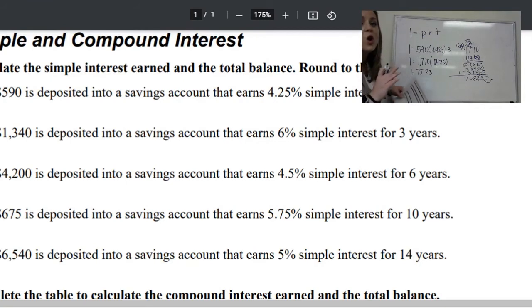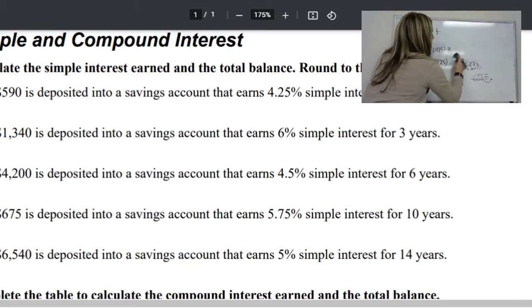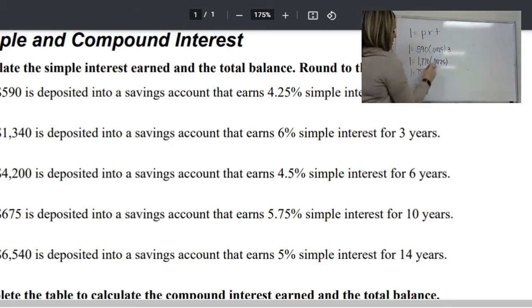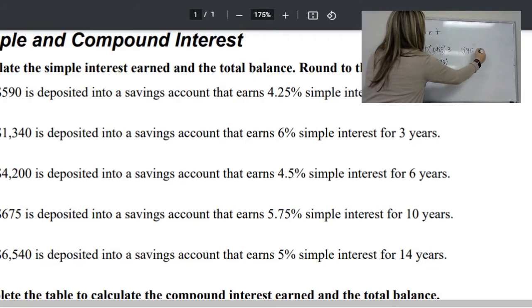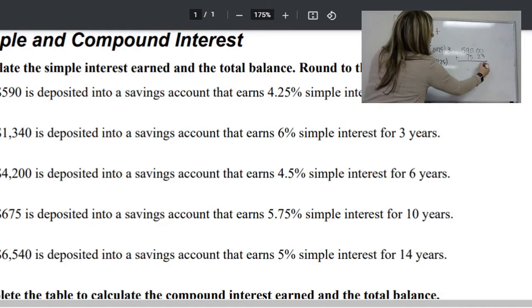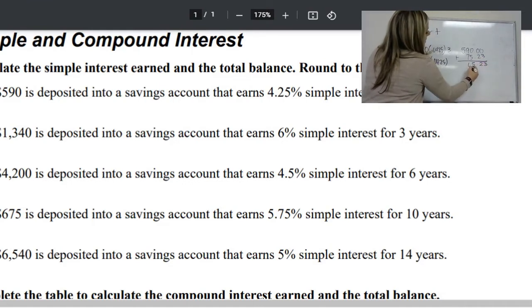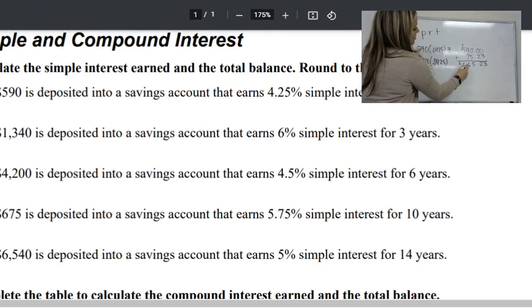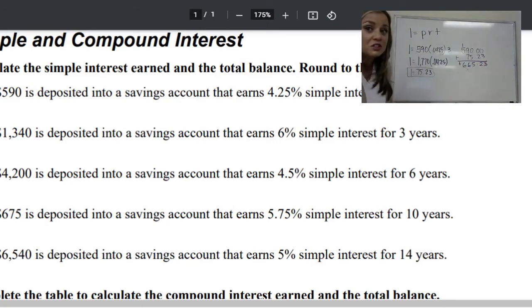But it wants us to figure out the total balance, so at the end of 3 years. This is how much interest that makes, but we put in $590. So 590 plus $75.23. In 3 years, in that savings account, there will be $665.23 if you don't touch it. That's pretty good. All right, let's do number 3.